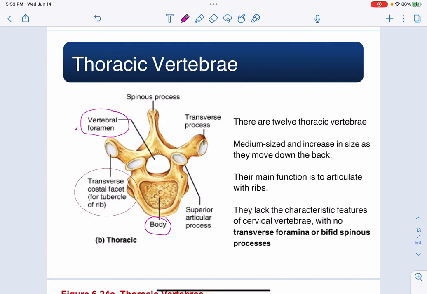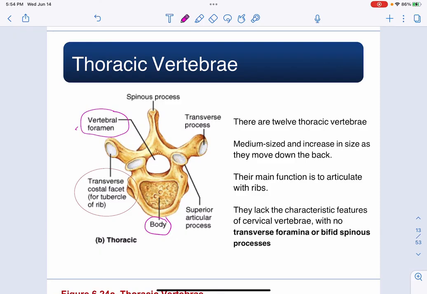We still have pedicles. We still have a lamina. We still have a transverse process and a spinous process. We don't, however, have the transverse foramen. Okay, we lost that. There's no foramen here.